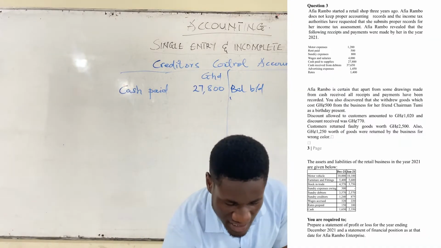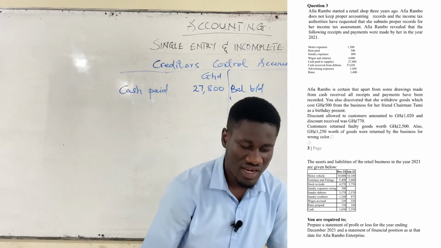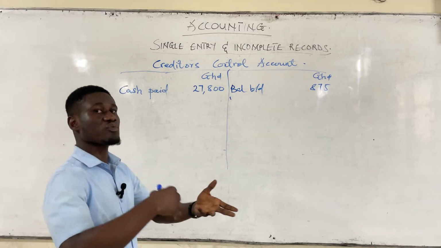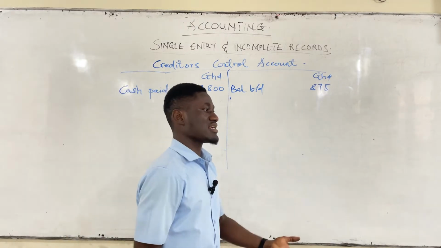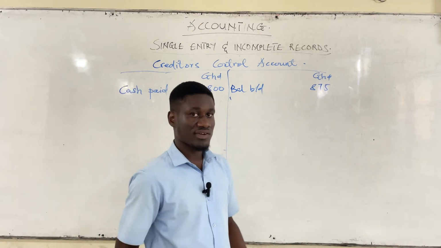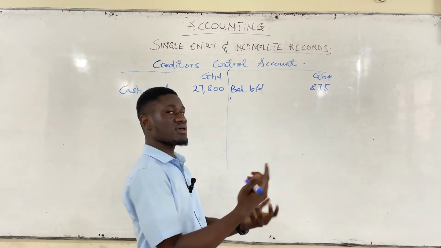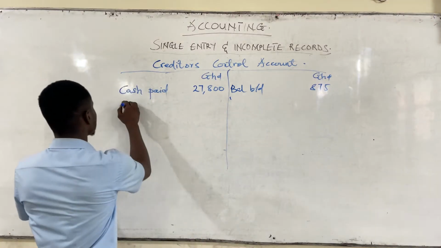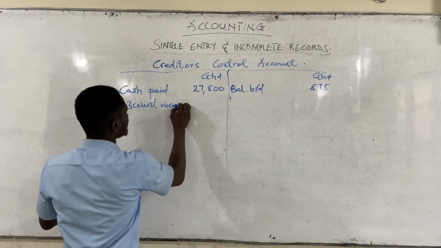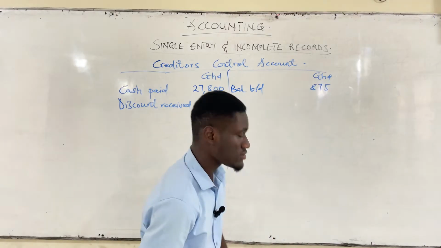Any other item relating to creditors control account. We have discount received of 770. Okay, so discount received was 770, and we know that when we receive discounts from our suppliers, as I said for discount allowed, if we are owing them 1,000 and they've given us a discount of 100, so now you have to pay them 900 instead of 1,000. So the amount we are owing them is now what? Reducing. So discount received is going to be here. So now we have a discount received of 770.